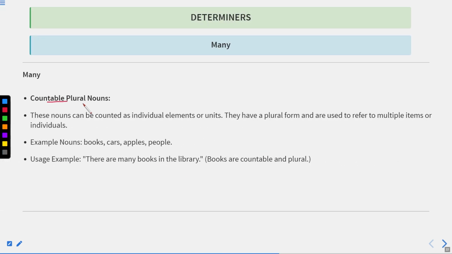Now, many is always used with countable plural nouns. These nouns can be counted as individual elements or units. They have a plural form and are used to refer to multiple items or individuals. Example nouns: books, cars, apples, people, etc. Stars also are countable nouns, because I can say there are many stars in the sky. I cannot say that there are much stars in the sky.